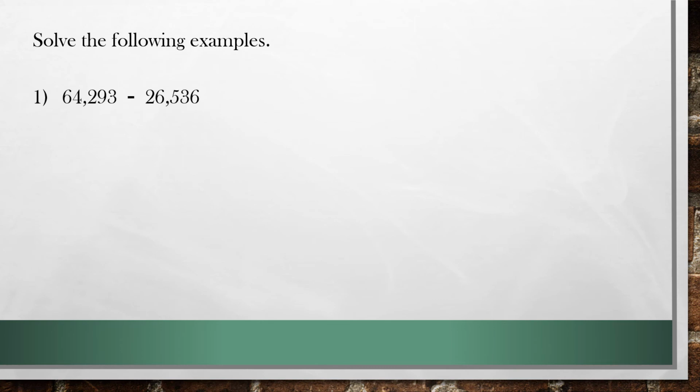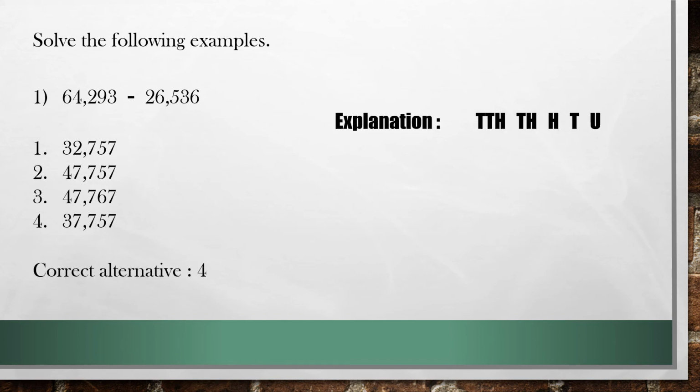Next question, 64,293 minus 26,536. This is also not very easy and not very difficult. If you pay attention and solve it slowly, it will be easy. Okay, you get the correct option. There are 4 options given to us, out of which one is correct. Let us check. I will write down the digits properly, carefully.